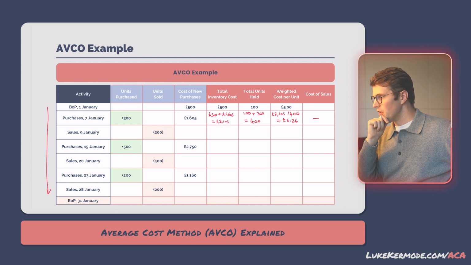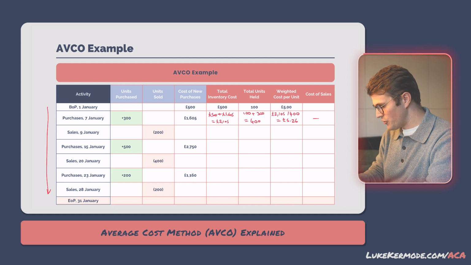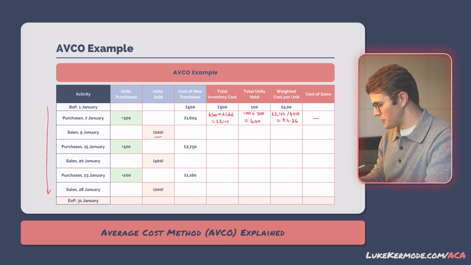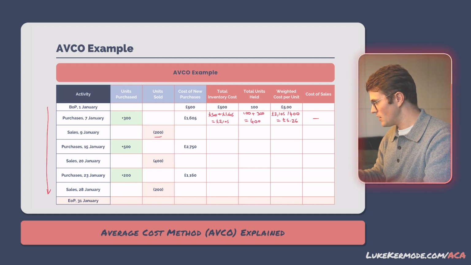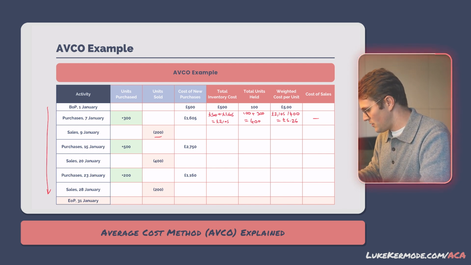Let's now move on to the 9th of January, where 200 units were sold. So we calculate the cost of sales as at the 9th of January by taking the 200 units that were sold and multiply by the weighted cost per unit as at that date, which was £5.26. So our cost of sales as at the 9th of January was £1,053.